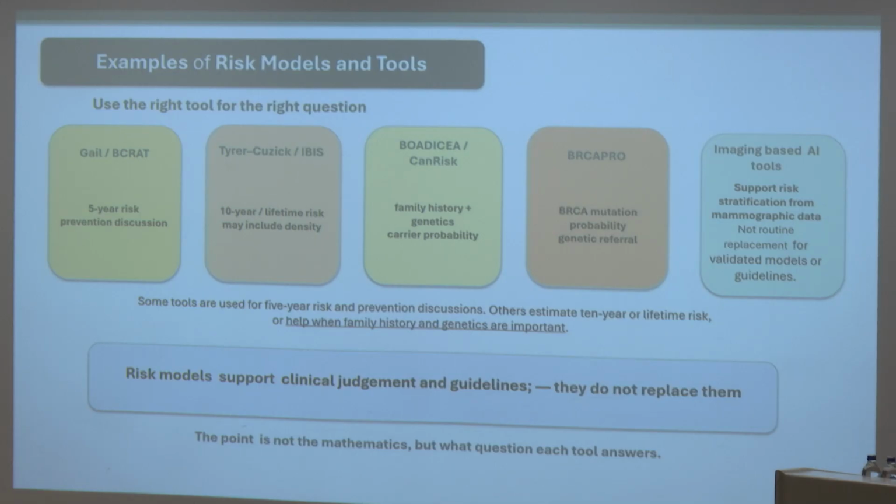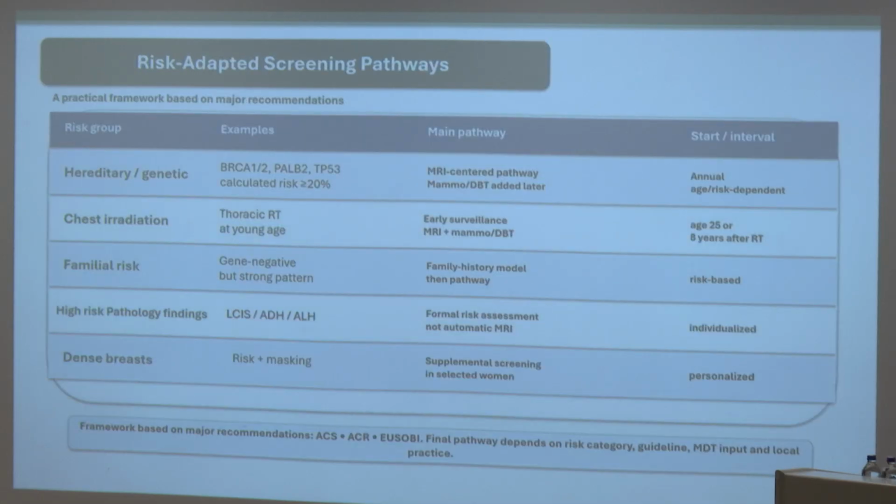And I want to concentrate on the last one, the imaging-based AI tools. What does imaging-based mean? They support risk stratification from mammographic data. They are not a routine replacement for validated models or guidelines, of course, but they are very useful, and the future of AI is promising. So the risk models support clinical judgment and guidelines, but they do not replace them. The point is not the mathematics; it is the question the model answers.